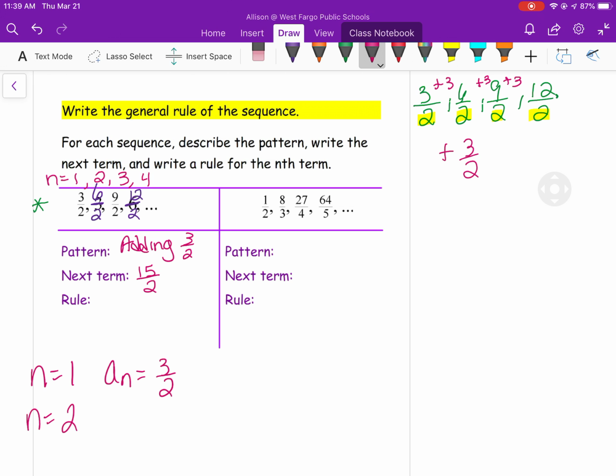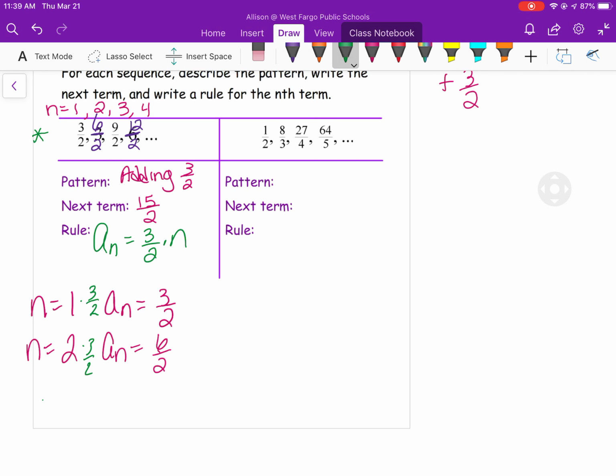Adding a half doesn't work for the second one. When n was 2, a sub n was 6 halves. So 1 plus a half is 3 halves, but it doesn't work for down here. 2 plus a half is not 6 halves. So the only other thing to get from 1 to 3 halves is to multiply by 3 halves. Does that work down here? Multiply by 3 halves, I would get 6 halves. So my general rule for any n would be 3 halves times n, so times the term number.